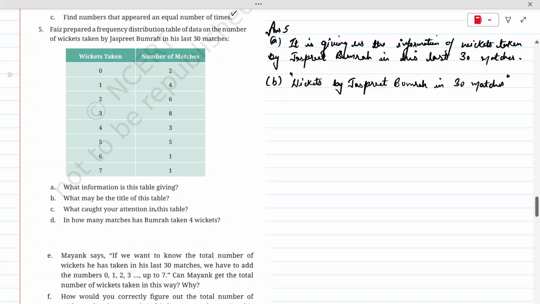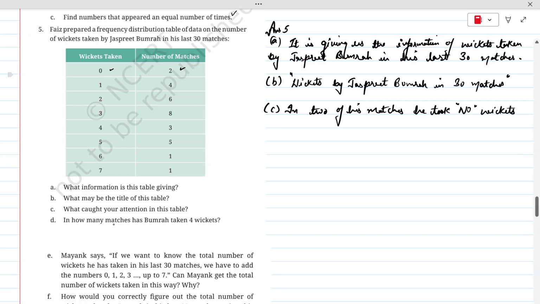Next is, what caught your attention in this table? So what is something unusual, or not unusual, what is something important you saw in this table? So which is very interesting. So that is what I think here is that in 2 of his matches he has not taken any wickets. I'm writing here, in 2 of his matches he took 0 wickets, no wickets. He took no wickets.